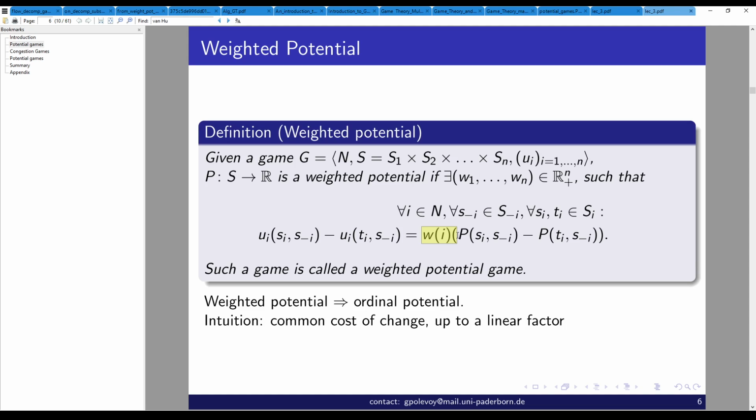So basically, yeah, not only the order, but actually the magnitude is preserved up to those multiplying weights. So it of course implies ordinal potential. And again, the intuition here is that they have basically the same cost of change up to these factors, the same cost represented by this potential function.